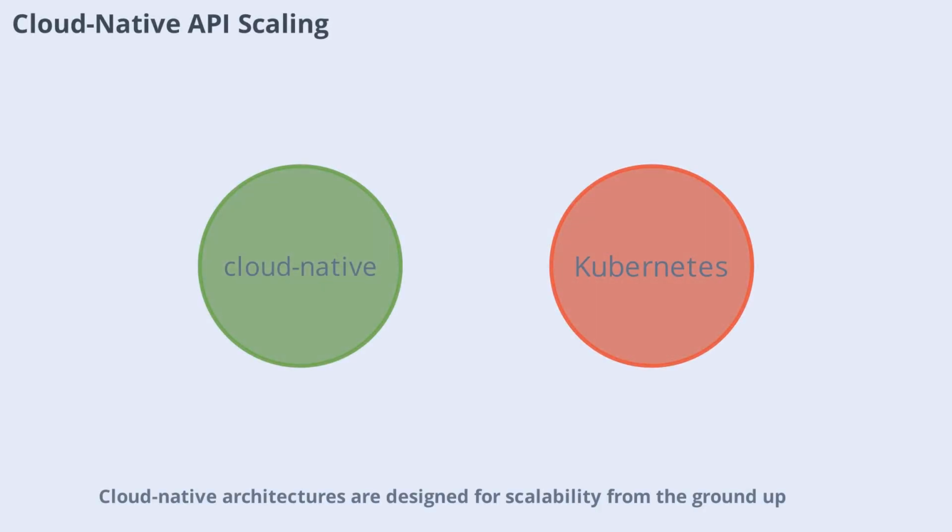Cloud-native architectures are designed for scalability from the ground up. Using containers, orchestration tools like Kubernetes, and managed cloud services, you can scale APIs dynamically and efficiently. Cloud-native APIs benefit from features like auto-scaling, service discovery, and seamless updates. Embracing cloud-native principles makes it easier to handle rapid growth and changing demands.